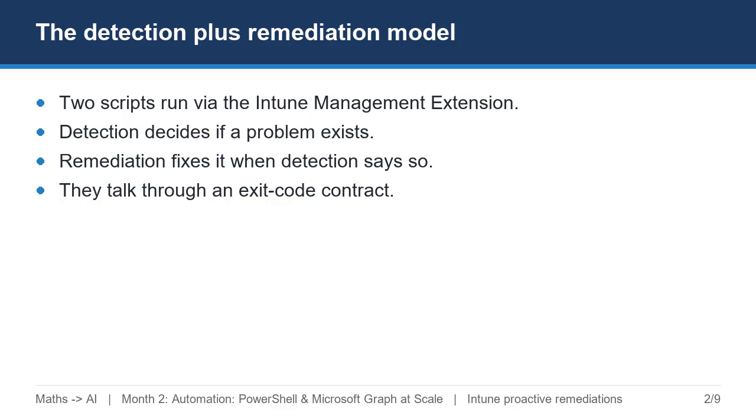A proactive remediation, now just called a remediation in Intune, is a pair of PowerShell scripts that run on a schedule through the Intune management extension. The first is a detection script that decides whether a problem exists. The second is a remediation script that fixes it. The two communicate through a strict exit code contract, and getting that contract right is the whole game. Crucially, the pair model lets you measure how widespread an issue is before you change a single device.